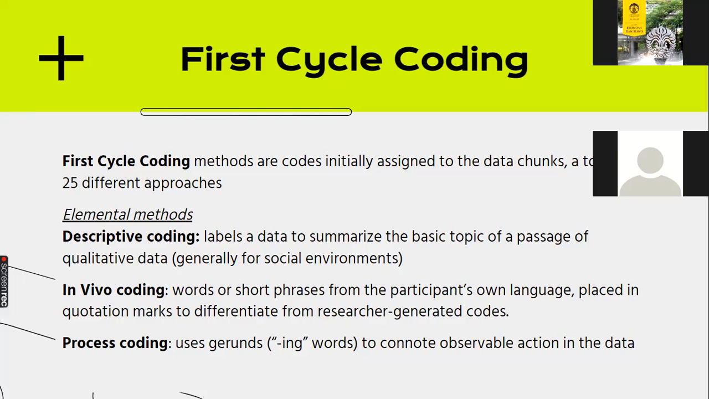And secondly, there's in vivo coding: words or short phrases from the participant's own language placed in quotation marks to differentiate from researcher-generated codes. So in vivo coding usually looks at the transcripts of the interviews, and as it says, words or short phrases from the participant's own language. So we take out a certain word or phrase from that transcript as a code. And third, there's process coding, which uses gerunds, or words ending in -ing, to connote observable action in data.